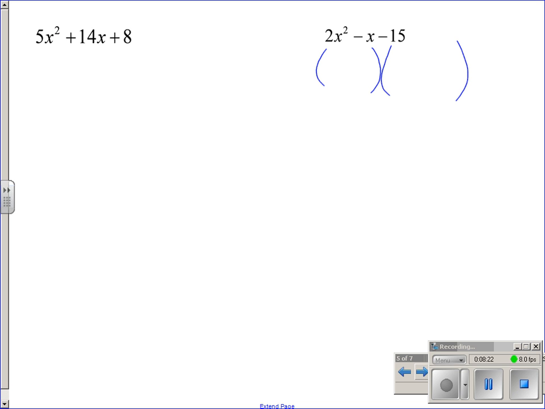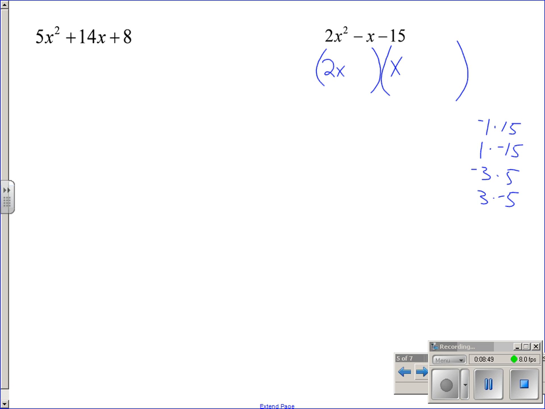All right, so to get 2x squared, it's coming from the first terms. So it's got to be a 2x times 1x. To get the 15, it's got to be 1 times 15, and it is negative. So it could be one of those two ways. To get 15, we could also do a negative 3 times 5 or 3 times negative 5.